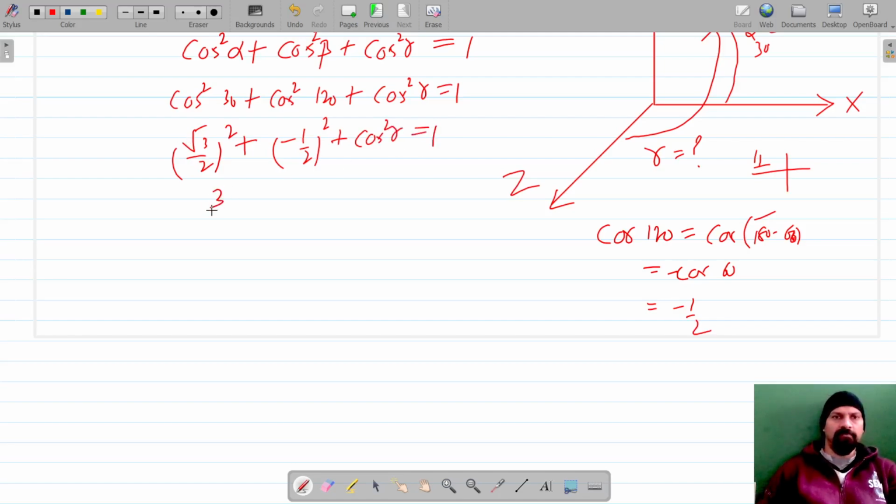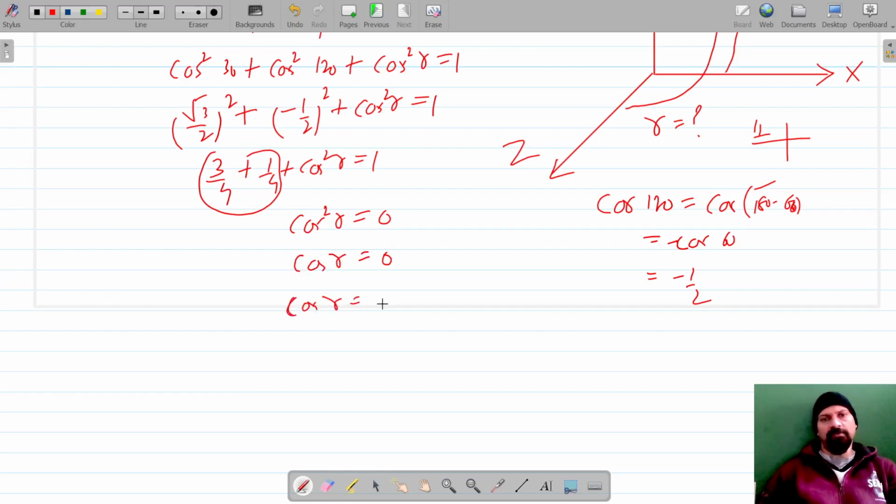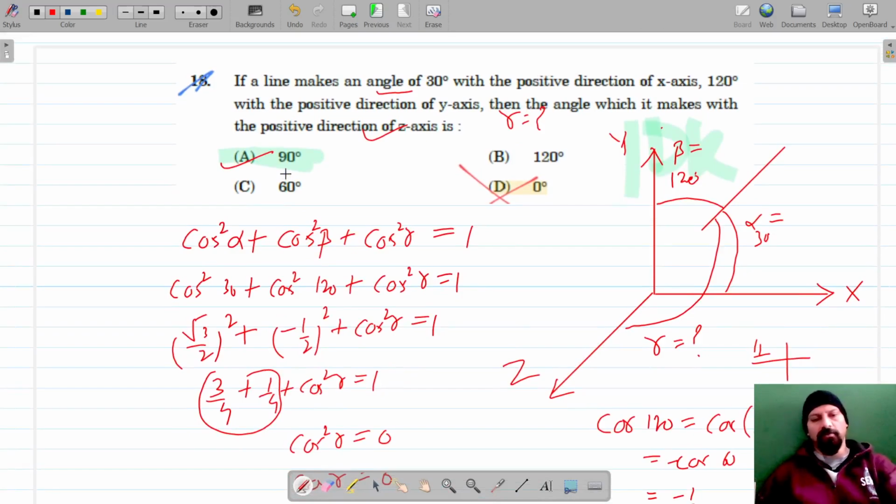So root 3 by 2 the whole square is 3 by 4. This is 1 by 4 plus cos square gamma is equal to 1. So 3 by 4 plus 1 by 4 is 4 by 4, which is 1. So cos square gamma is equal to 0, which means cos gamma is equal to 0. And we know that the angle for which cos is 0 is cos 90. So that means gamma is equal to 90 degrees. So A is the correct option.